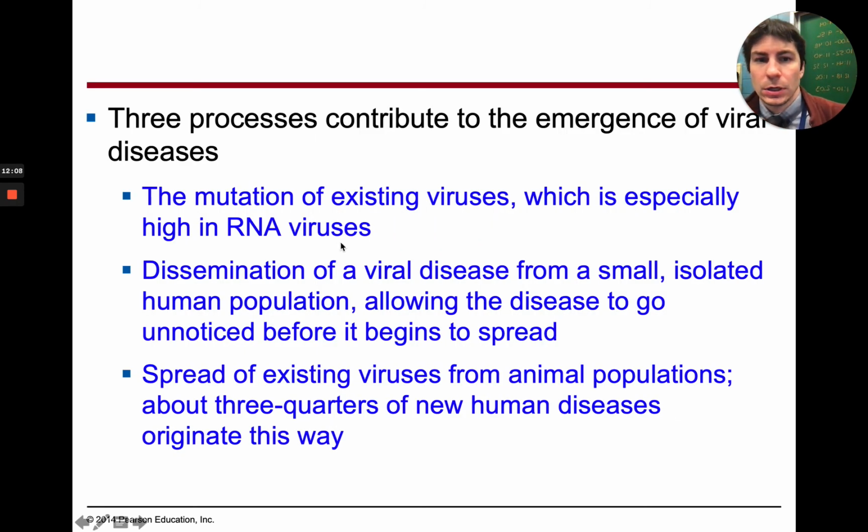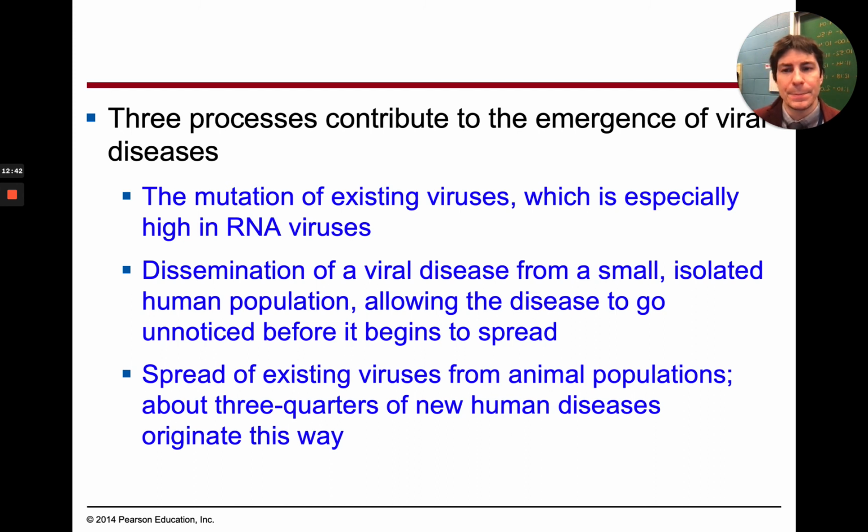So here are some things that contribute to viruses emerging. You guys can read all of them, but I just want to comment on the first one and the third one because they're pretty much related to one another. So the mutation of existing viruses, which is especially high in RNA viruses, again, because we said RNA polymerase doesn't have that proofreading thing. And then the last one, spread of existing viruses from animal populations. About 3/4 of new human diseases originate this way.